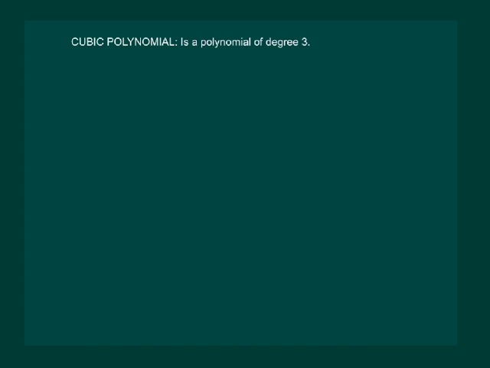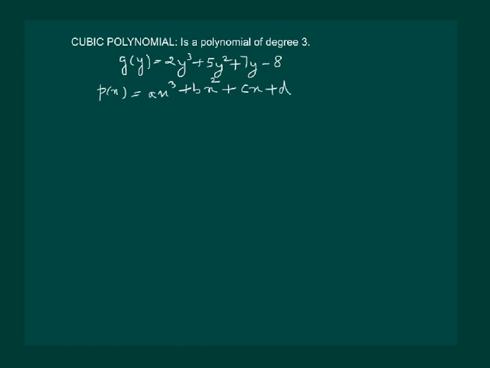Likewise, we define a cubic polynomial as a polynomial of degree 3. For example, say g(y) is a polynomial in variable y, then 2y cube plus 5y square plus 7y minus 8 is a polynomial with highest power 3, so it is a cubic polynomial. The general form of a cubic polynomial with variable x is p(x) equal to ax cube plus bx square plus cx plus d, where a, b, c, d are real numbers and a cannot take the value 0.